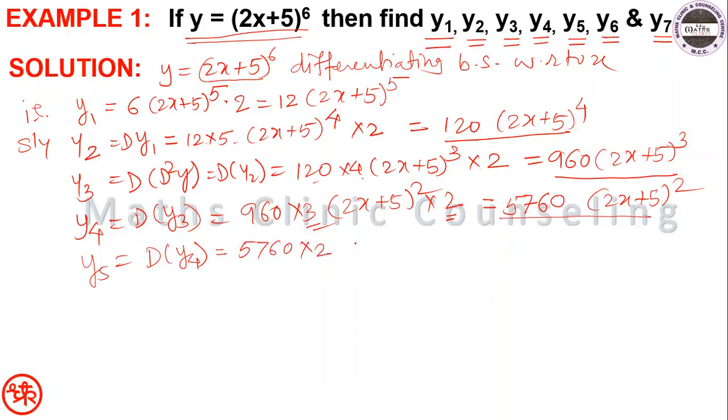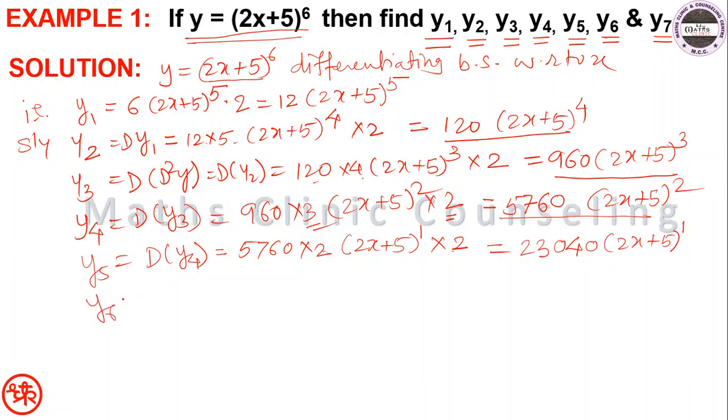5760 into 2 into (2x plus 5) raised to the power 1 into the derivative of 2x plus 5. So it is finally 2 into 2, 4. तो कितना होगा ये? 4 6 is 24, 2 carry, 4 7 is 28, plus 2 is 30, 3 carry, 4 5 is 20, that is 23. So 23040 into (2x plus 5) raised to the power 1.